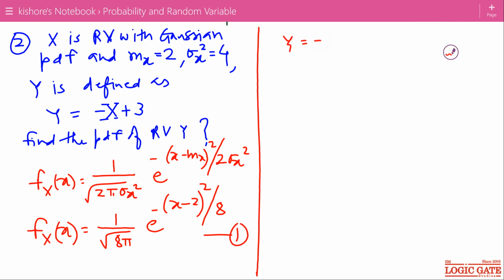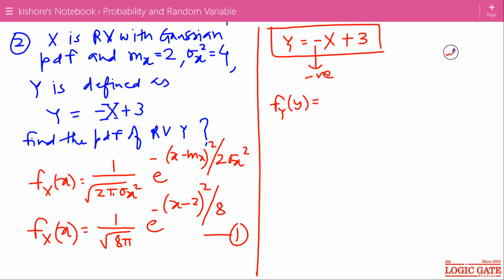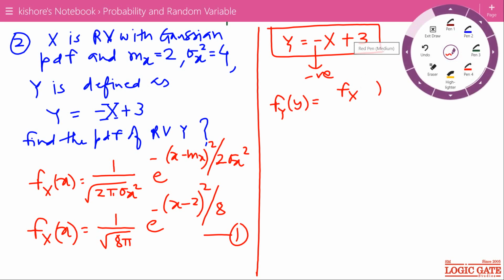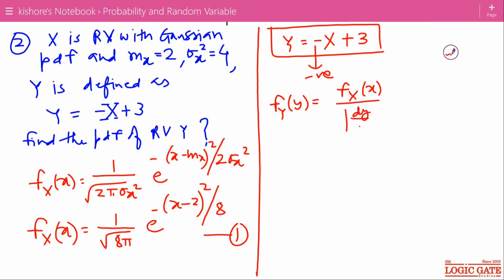Now the transformation is y is minus x plus 3. It is the equation of a straight line with negative slope and intercept plus 3 on the vertical axis. So this transformation is monotonically decreasing. Hence the PDF of random variable y is the PDF of random variable x divided by the mod of the slope of the transformation, and the slope of the transformation is minus 1, so the mod is 1. It means the PDF of random variable y is equal to the PDF of random variable x.